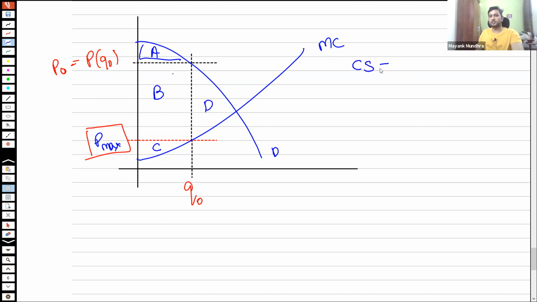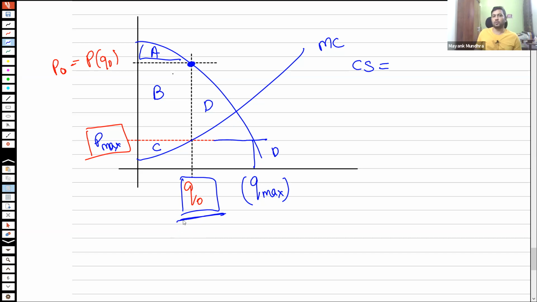So what is consumer surplus? Sir, what is P naught again? P naught is the price which, if this much quantity is being supplied in the market, is the price which could clear the market. Okay, actual demand at P max is this much, Q max. Actual demand is this much, but the actual supply is only Q naught.